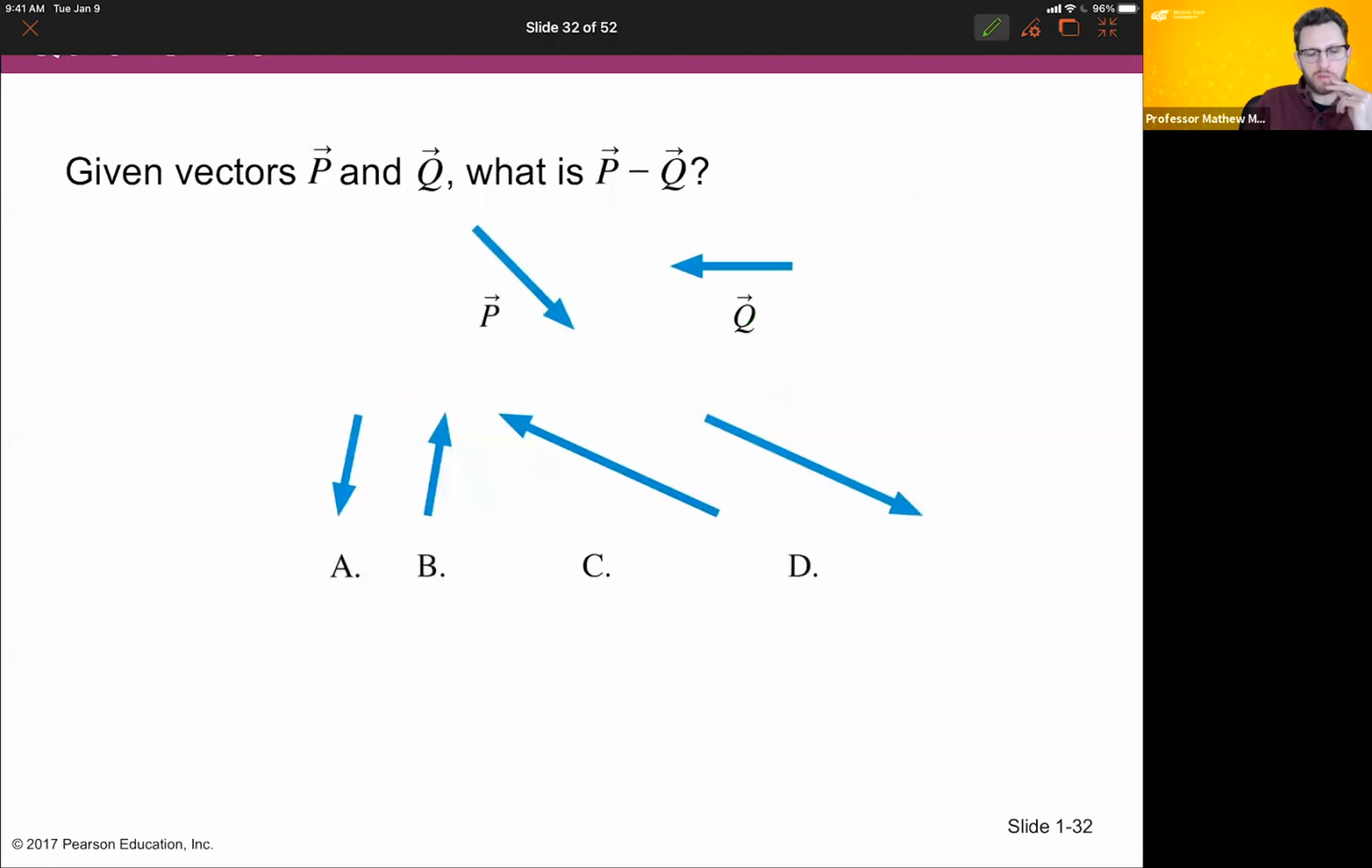Okay, what about this one? Same vectors P and Q. Now I want to take the vector difference. I want to take vector P minus vector Q. Well, how am I going to do that? Let's remember what properties we need. Say I have a vector A. Vector negative A is just the vector that has the same length but points in the opposite direction. So the only new information we need to know here is that a negative vector points parallel to the original vector but in the opposite direction. And so this is the same as vector P plus vector negative Q.